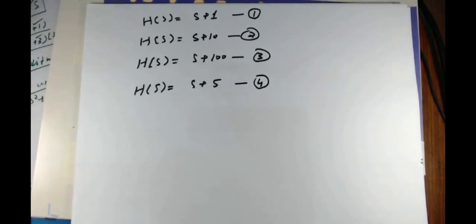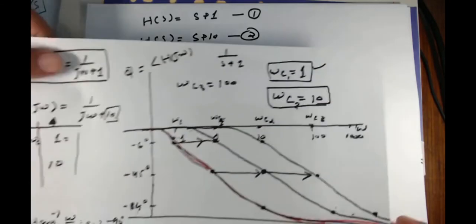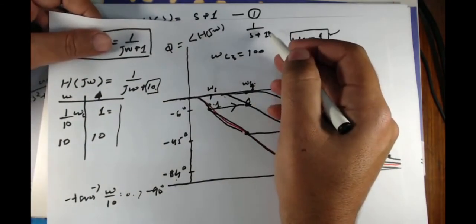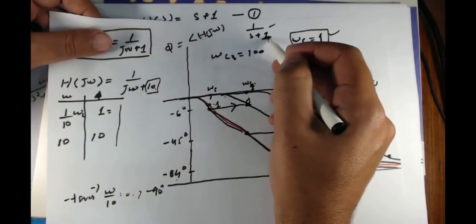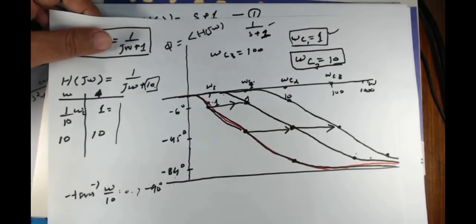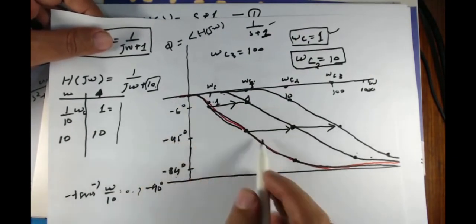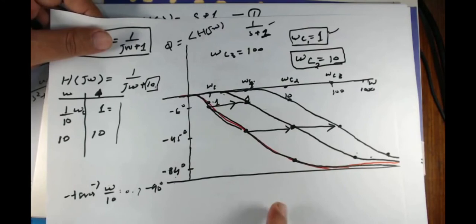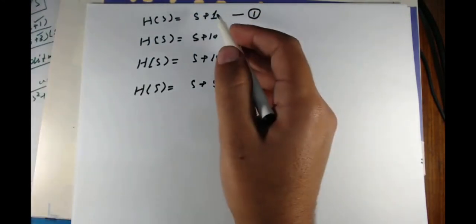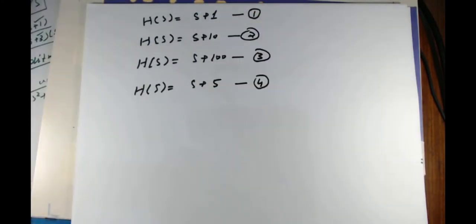You know how to draw 1 by s plus 1. You already know how to draw 1 by s plus 1, and this is how you draw it. In the same way, just try to draw this s plus 1. I'll give you a hint on how we draw this table.